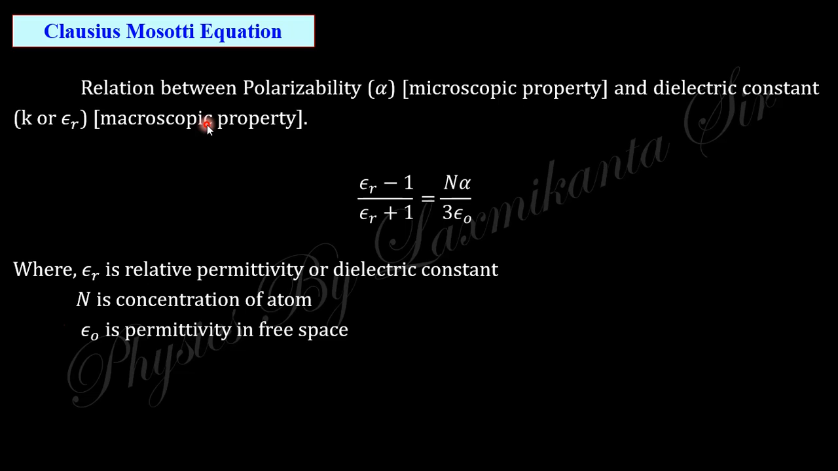And this Clausius-Mosotti equation is like that: (epsilon r minus 1) by (epsilon r plus 1) is equal to n alpha by 3 epsilon naught. This is the Clausius-Mosotti equation, the relation between the macroscopic property and the microscopic property, where epsilon r is the relative permittivity or the dielectric constant, n is the concentration of atoms, and epsilon naught is the permittivity of free space. Alpha is the polarizability.